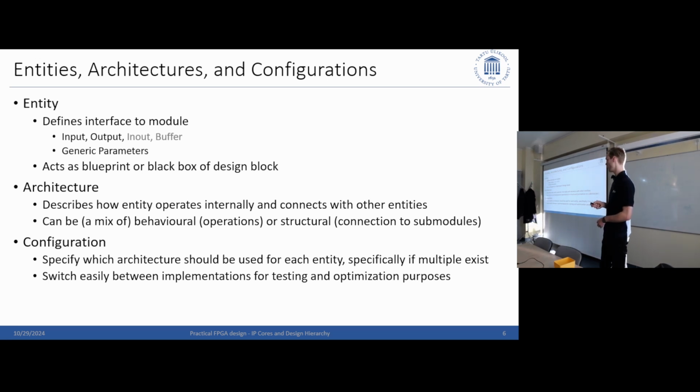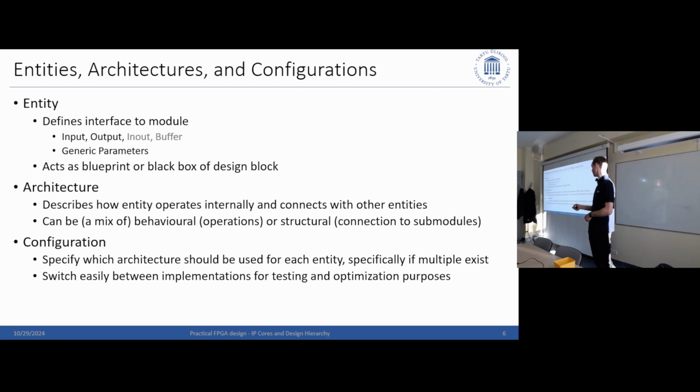The other part is generic parameters, which essentially allow you to give configurations to your entity. How wide is my bus, how many data blocks, what clock speed do I have. These kinds of things can be set through generics, and that's usually numbers, natural numbers, integers, whatever you need. They are essentially the interface, but also the blueprint and the black box. When you are in other design formats, which we'll come to later, that's what you're going to see: the interfaces and whatever is listed, until you open it up and go into it.